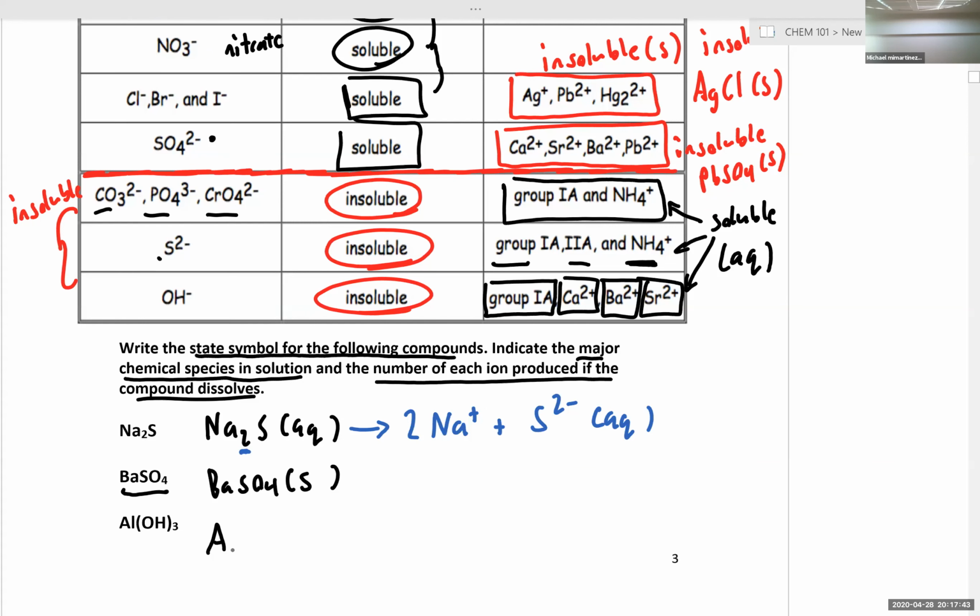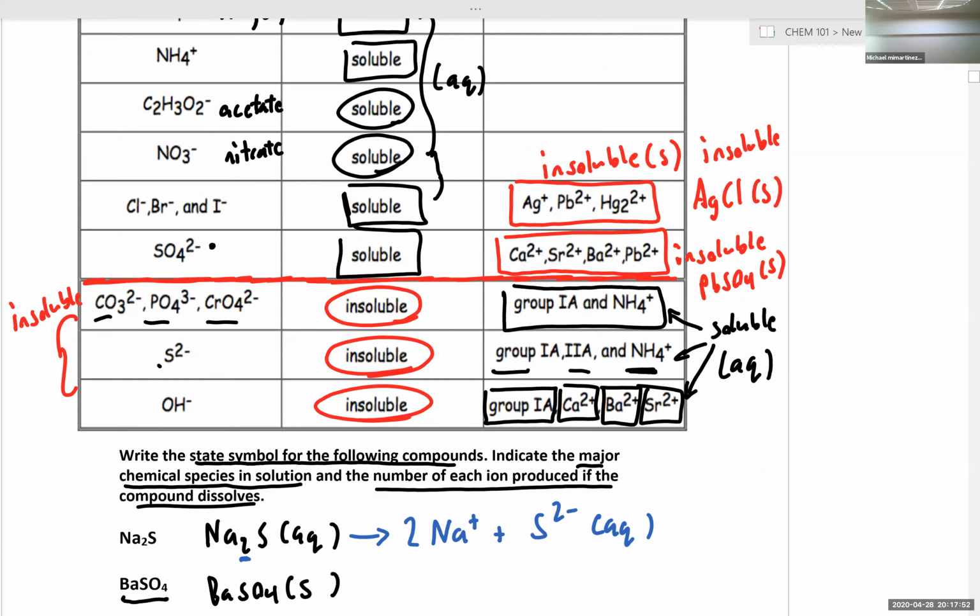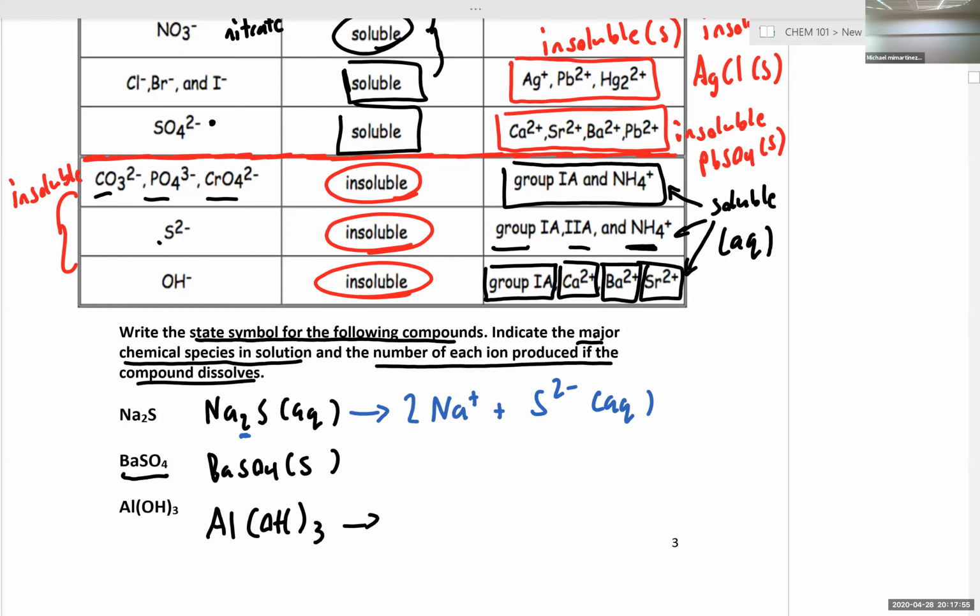Okay, let's do one more. Aluminum hydroxide. Okay, so I don't see aluminum on my list anywhere. So let's look for hydroxide. And lo and behold, we find hydroxide. So do we see aluminum in our list of soluble species, or is aluminum in our list of insoluble species? Is aluminum hydroxide soluble or insoluble? Insoluble, exactly right. We don't see aluminum in our exceptions, so we get a nice solid symbol, and aluminum hydroxide does not dissociate. Wonderful.